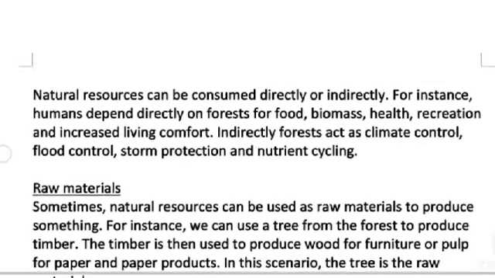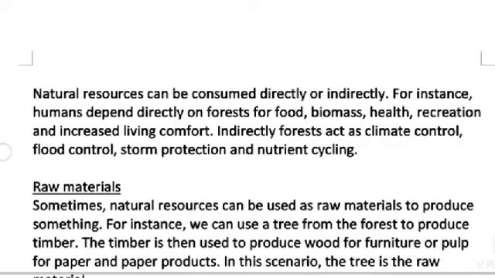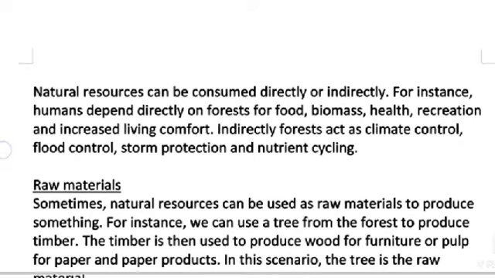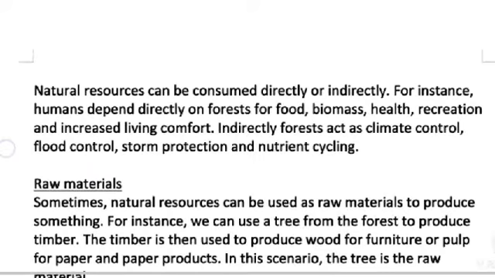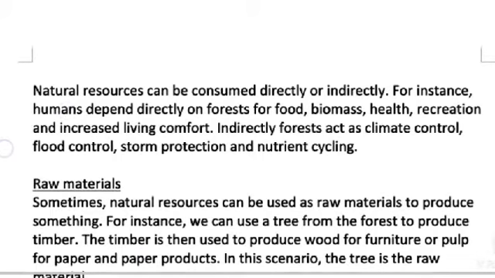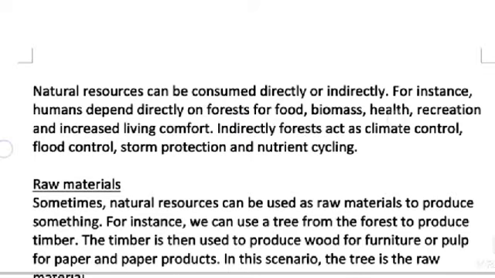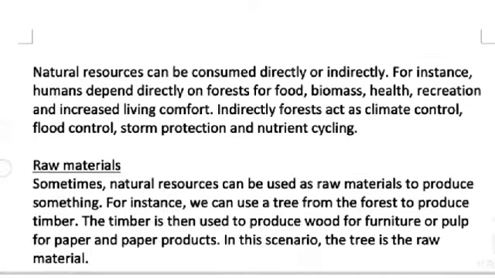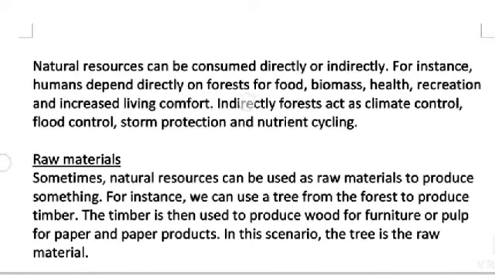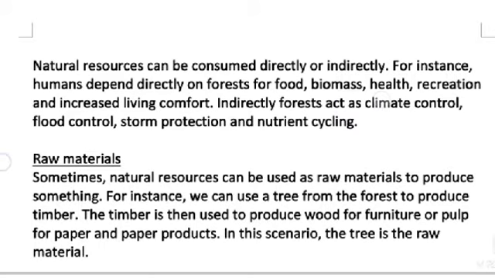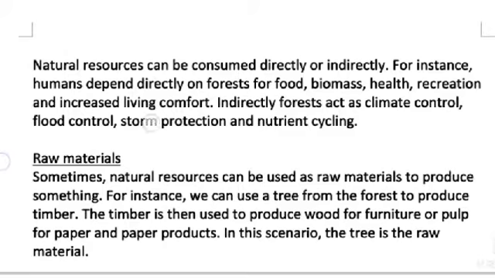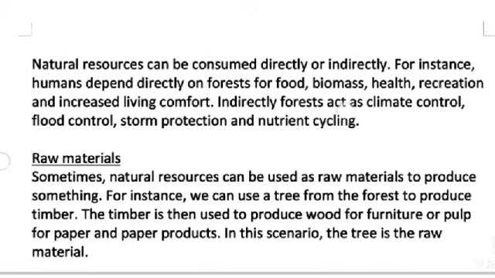A natural resource can be consumed directly or indirectly. For instance, humans depend directly on forests for food, biomass, health, recreation and increased living comfort. Indirectly, forests act as climate control, flood control, storm protection and nutrient cycle.